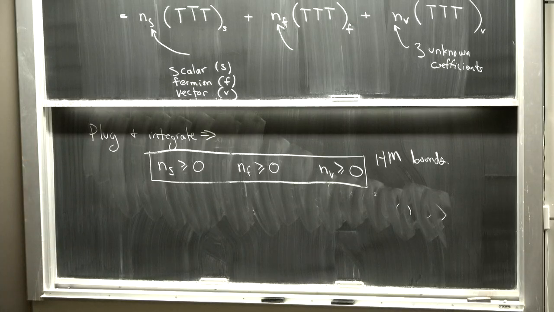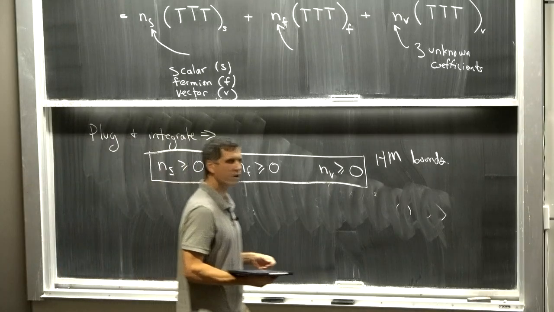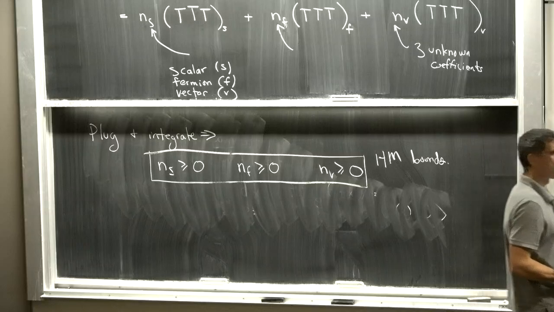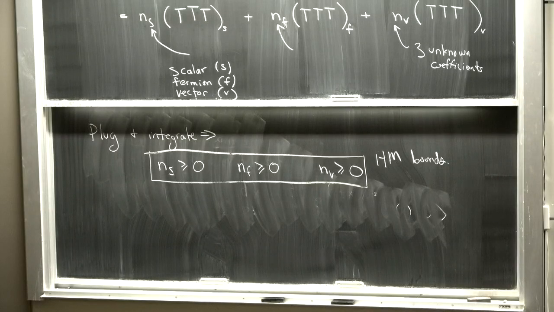Yes? How did you get 3 inequalities? Because of the tensor structures. Well, we have to consider all possible tensor structures, but one way of thinking about why you get 3 is because you can decompose into collinear spin, and there's a collinear scalar, there's a collinear spin 1, and there's a collinear spin 2, and each of those gives you an inequality, so you end up with 3.